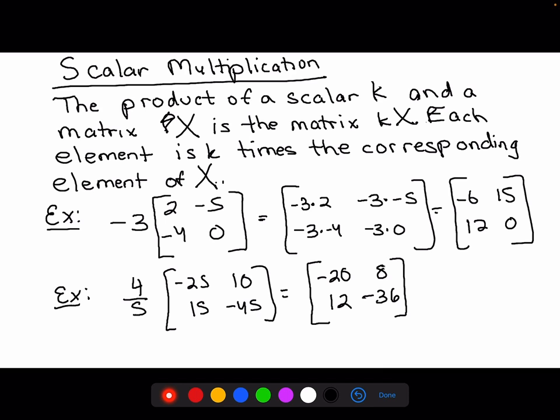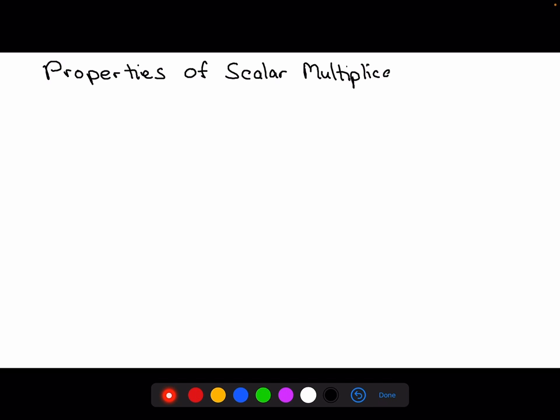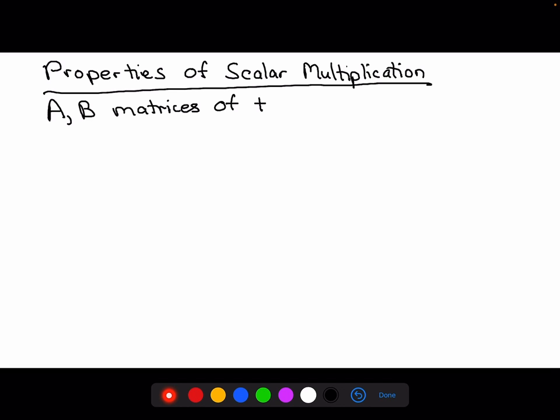There are some properties I'm not going to go into too much detail with. I'm just going to tell you what they are just so you can be aware of them. So, some properties of scalar multiplication. A and B are going to be matrices of the same dimension, and then C, D are scalars.